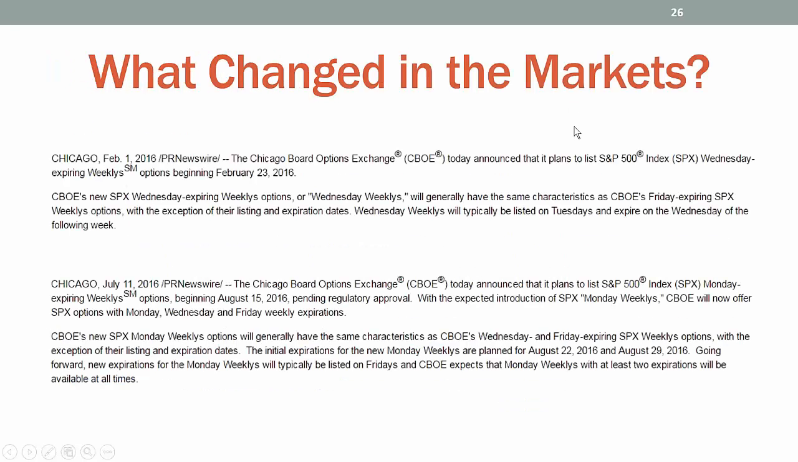I told you guys before coming to this webinar, there was manipulation and structural change. Structural change. This is PR, okay? Here it is, PR Newswire. The Chicago Board Options Exchange today announced it plans to list Wednesday expiring weeklies. It begins February 23rd of 2016. These have Wednesday expiration.